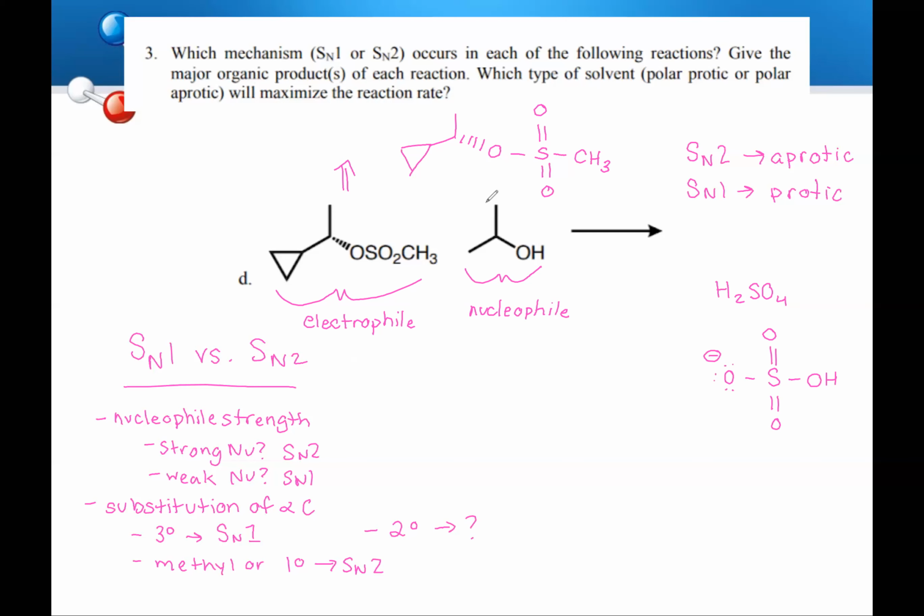So does anybody have any questions on differentiating between the electrophile and the nucleophile, or do we feel good about that?